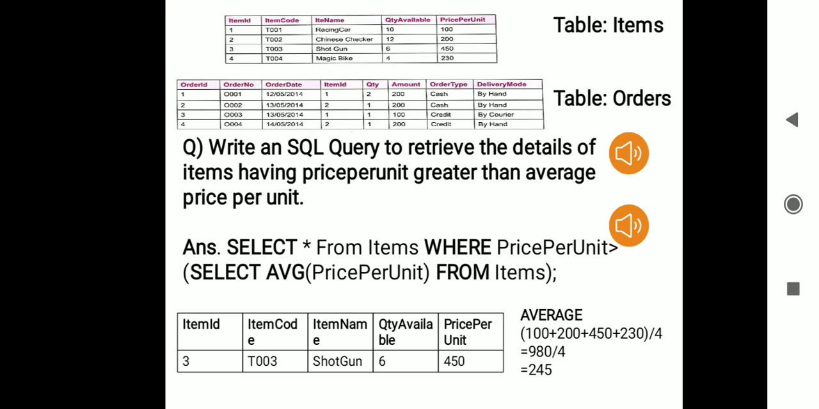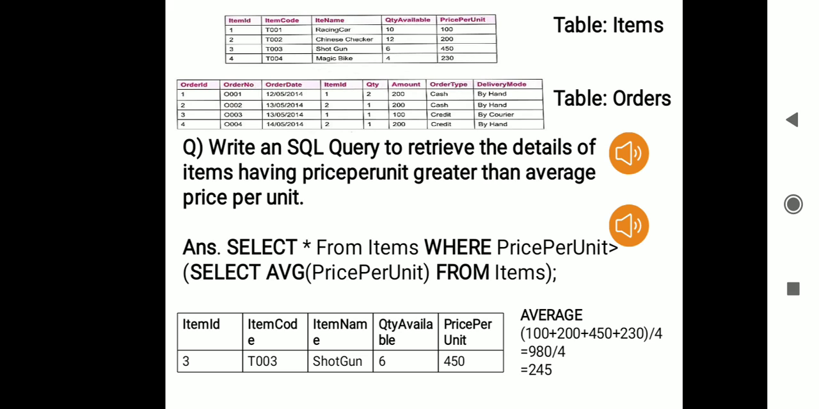This gives 100 plus 200 plus 450 plus 230. Since there are 4 numbers, which are 100, 200, 450, 230, we divide by the total number, which is 4. So this gives 980 divided by 4, which is equal to 245, and as a result the average price per unit has the value 245.